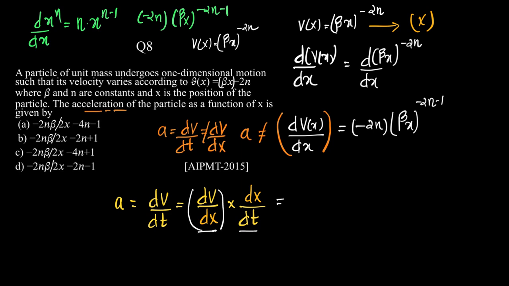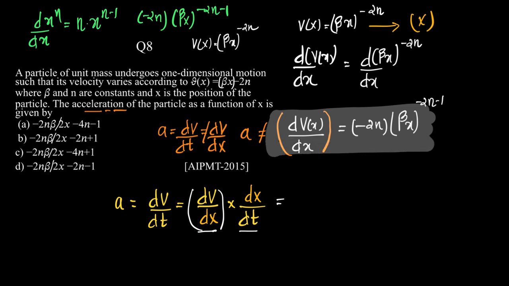Is dv by dx familiar? Yes, because we just found it out: dv by dx is minus 2n (beta x) to the power minus 2n minus 1. Let me take you through the process again. Acceleration A is equal to d by dt of v, which is dv by dt. I wrote dv first, dt here, then multiplied by dx and dx. So dx by dx is 1, so it remains the same. Now, dv by dx we have already found out here, so this is the value of dv by dx.